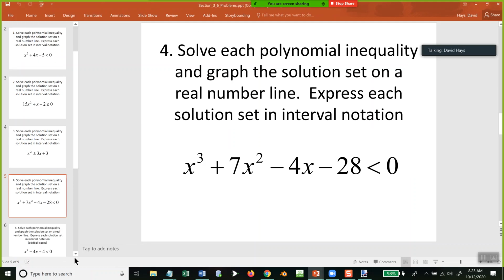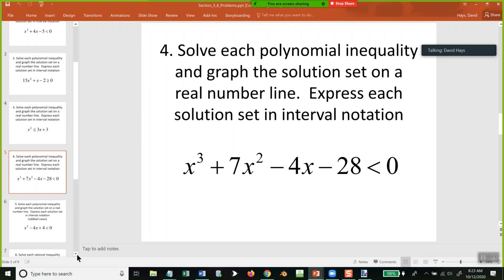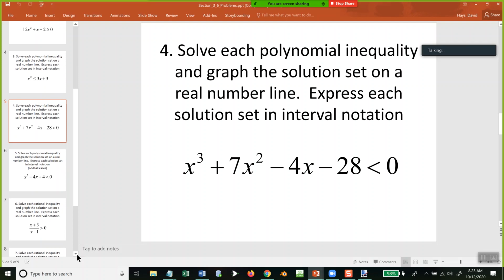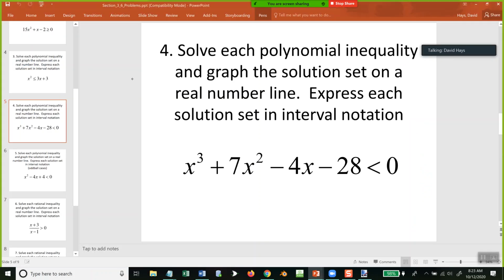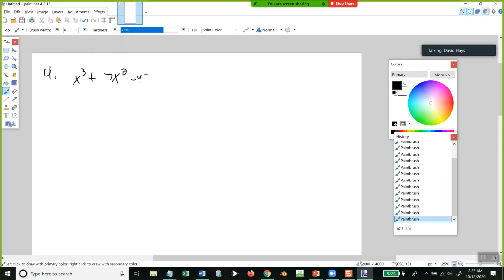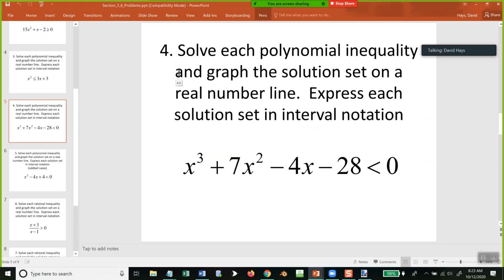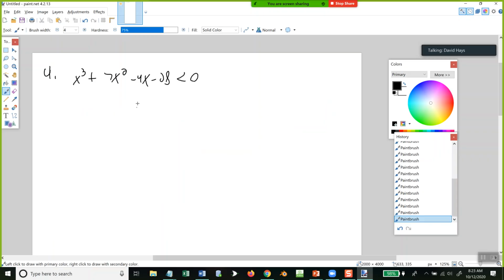Okay, this next one is not quadratic. Got x to the third, 7x squared minus 4x minus 28 is less than 0. Just still the same steps. Step 1, get everything over on the left side, 0 on the right side. That's done. Step 2, set the left side equal to 0 and solve it.